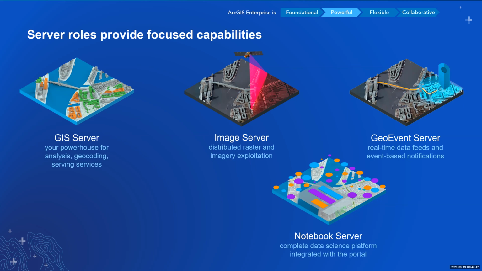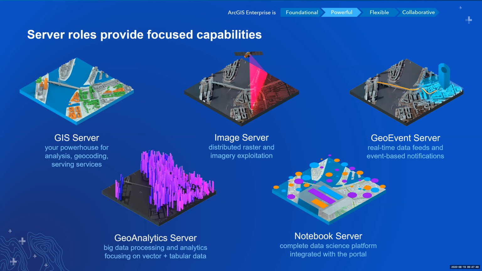And last but not least is the GeoAnalytics Server. Much like Image Server is used for massive amounts of raster data, the GeoAnalytics Server role is designed for massive amounts of vector or tabular data. So it's big data processing that requires a lot of ingest and a lot of throughput, whereas Image Server involves a lot of output. They have different capabilities.